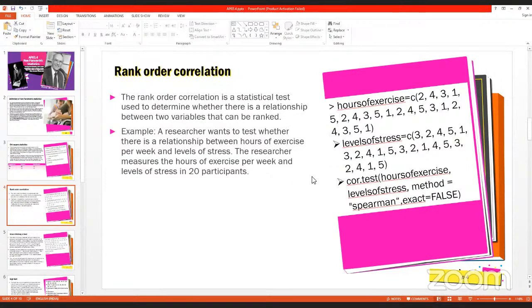ये सारा hypothetical data है. So that is why इसलिए हम लोग ये वाला command use करेंगे, exact equal to false.